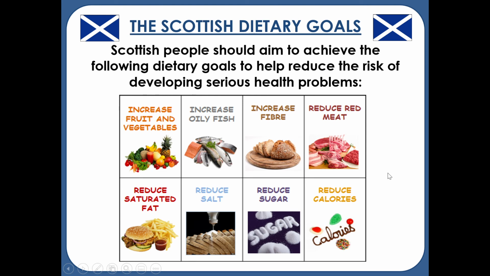So you'll see this quite a lot in the next few slides, guys. This is just a summary of all the different goals. Okay, so there's our increases: increase fruit and vegetables, increase oily fish, and increase fibre. And then the rest of them are reduce red meat, reduce saturated fat, reduce salt, reduce sugar, and reduce calories.